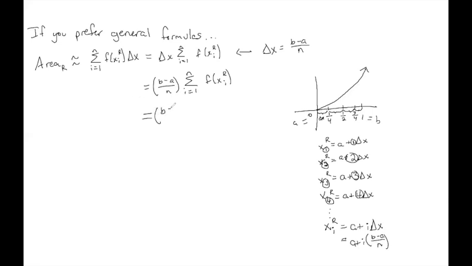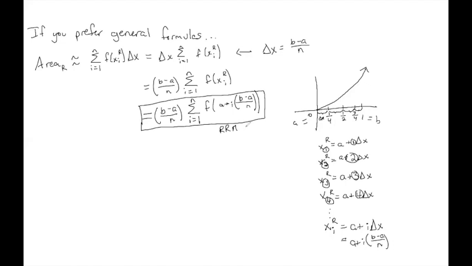So using all that, I can rewrite my formula one final time as the sum from i equals 1 to n of delta x times f of this new version of x_i^R, a plus i times (b minus a) over n. And this is my new right rectangle estimate, my new RRM formula.